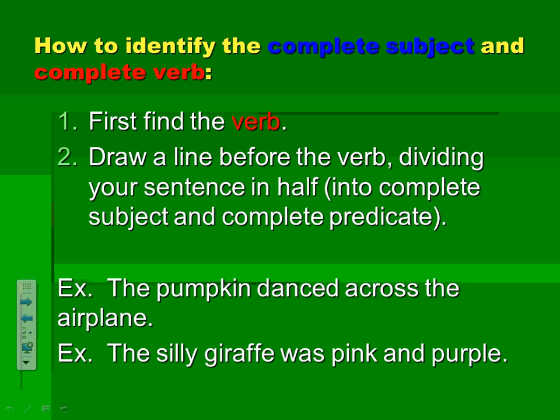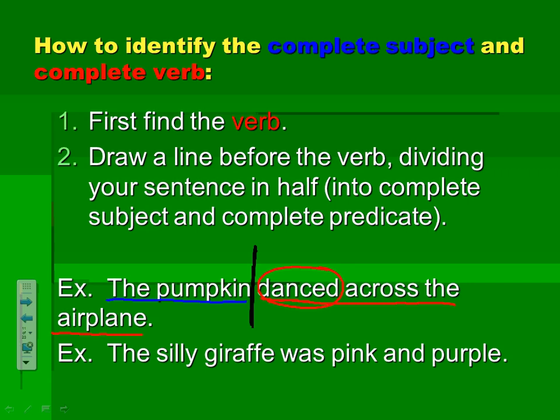So the first example says, the pumpkin danced across the airplane. So step 1, I want to try to find the verb. Always make sure you read the whole sentence before finding your verb. So can you identify the verb in this sentence? You're right. My verb is danced. So my second step is to draw a line before the verb, dividing the sentence in half. Ta-da! Now I can say that my complete subject is the pumpkin. And my complete predicate, it starts with the verb and includes everything after it. Danced across the airplane. Let's try one more.